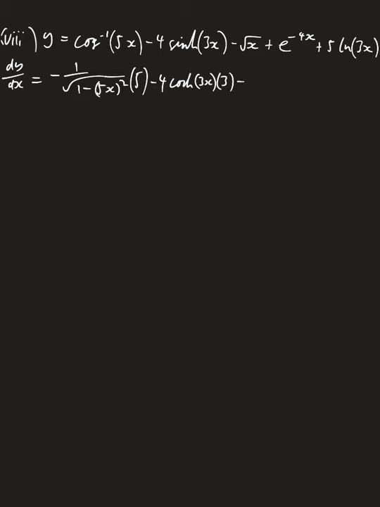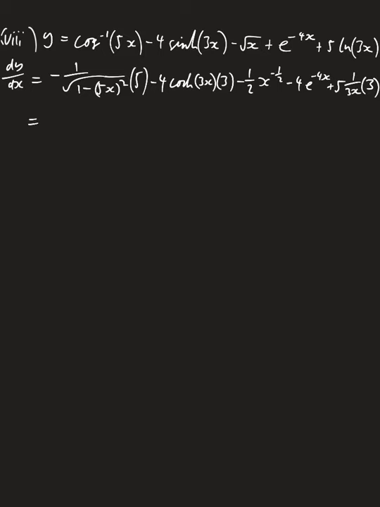Root of x is x to the power of a half, so I get my half times x to the power minus a half, like I've had before. This is all very familiar at this stage. I get minus 4 times e to the power of minus 4x by the chain rule. And finally I get plus 5. Derivative of log is 1 over, so I get 1 over 3x times the derivative of what's in the brackets, which is 3.